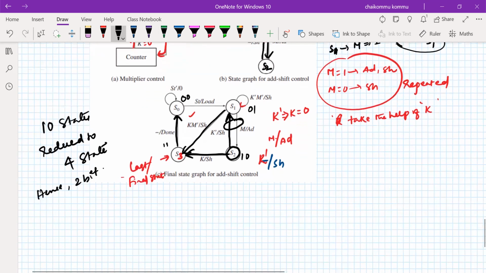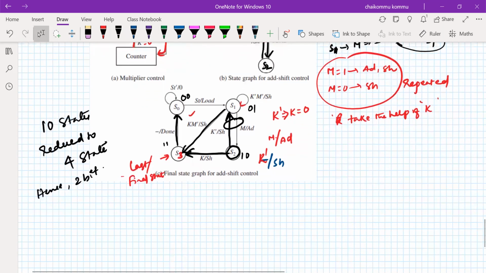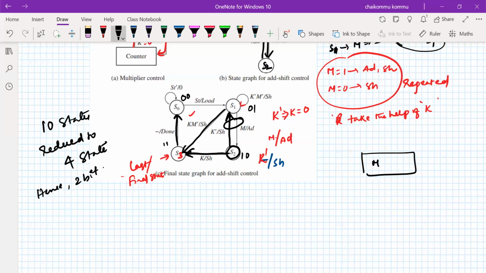That means 2 flip-flops. Right? Earlier, when we took memory, how many memory elements were required? 4 flip-flops were required, 1, 2, 3, 4. Now it becomes only 2, for bit 1 and bit 2. That's how we can reduce the number of states also.